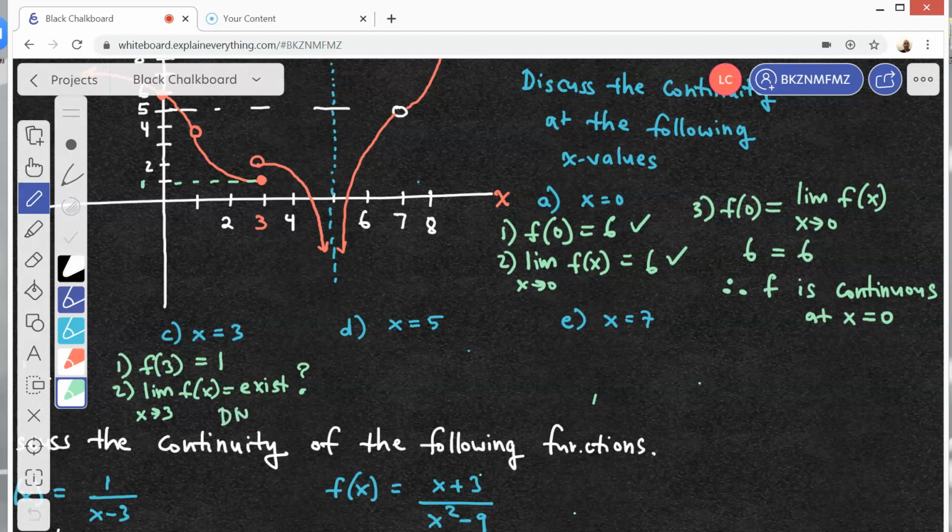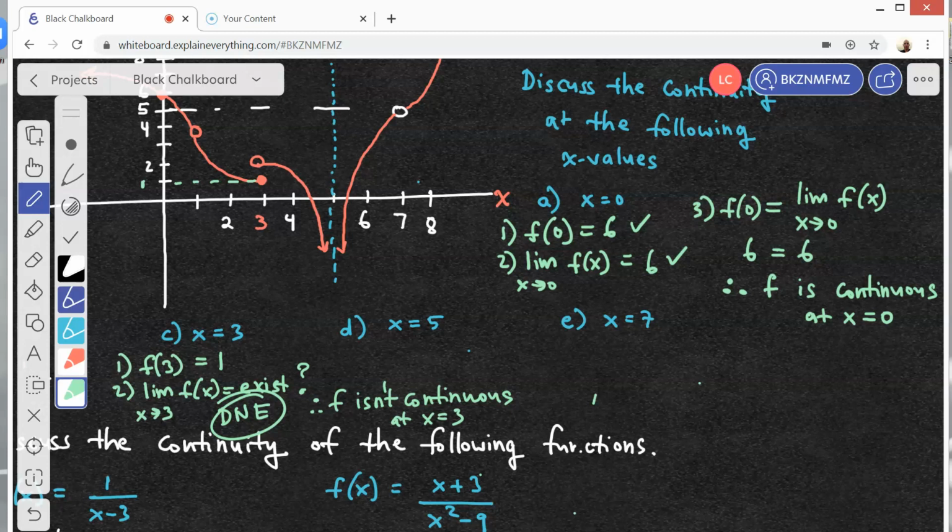The limit does not exist. Therefore, the function isn't continuous at x equals 3. Alright, that's letter C.